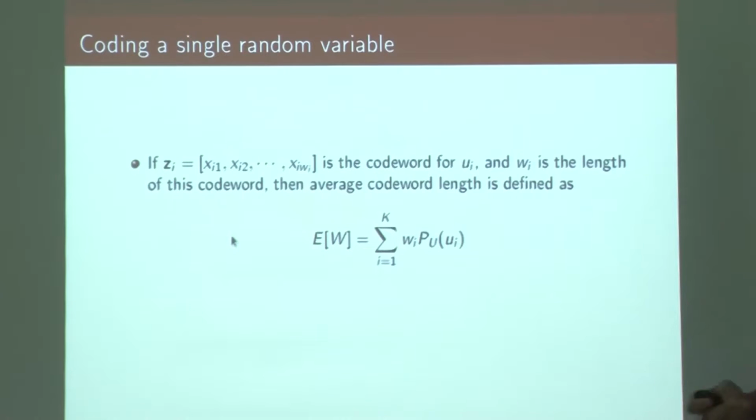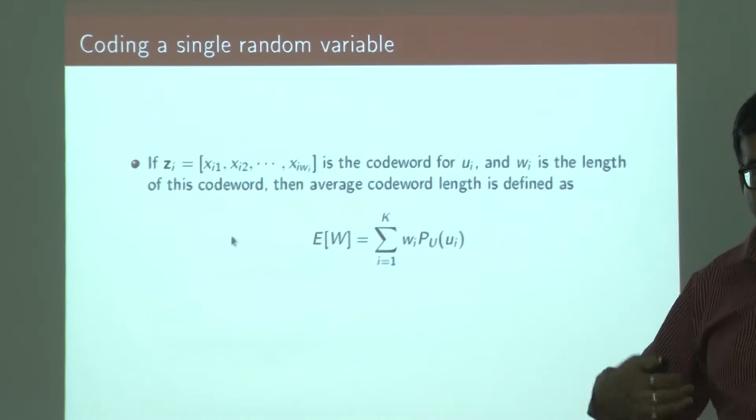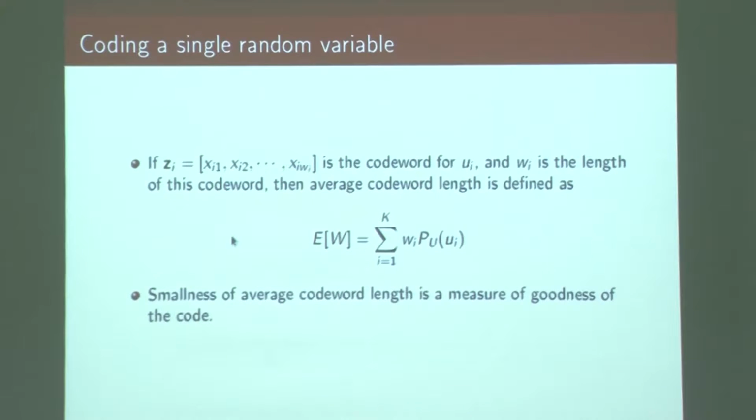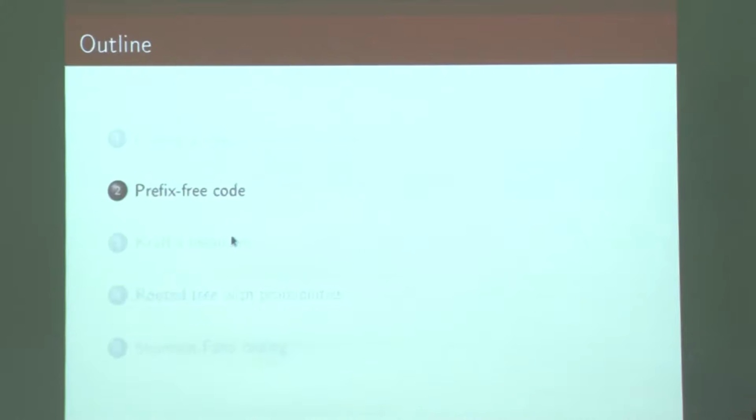How would you say a code is good or bad? Because this is a variable length code, my codeword length is variable. So if I can reduce my expected code word length, that is nice. A goodness of a code is defined by the smallness of the average code word length. The smaller the expected value of W, the better my code. Smallness of average code word length is a measure of goodness of my code.